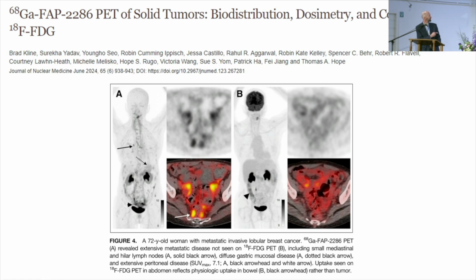In this case, this is a published case of invasive lobular carcinoma. This is a recent publication from June. And they're showing here that you can see uptake of this gastric involvement, stomach involvement of lobular carcinoma. You can also see peritoneal disease. You can see other disease where the FDG didn't show this. They have an arrow here at benign colon uptake. So fibroblast activating protein may be helpful for lobular breast cancer. We need to do the studies to find out particularly how helpful.